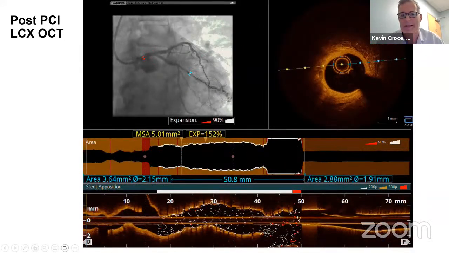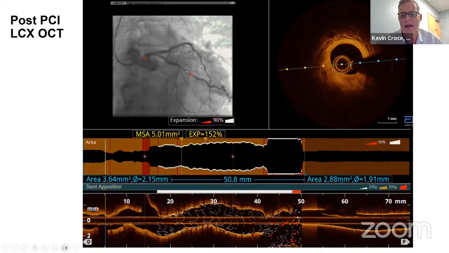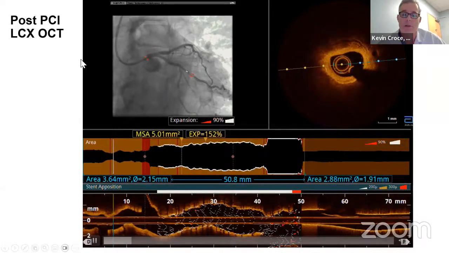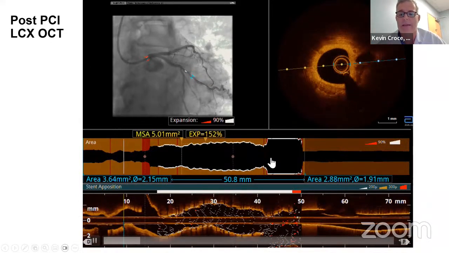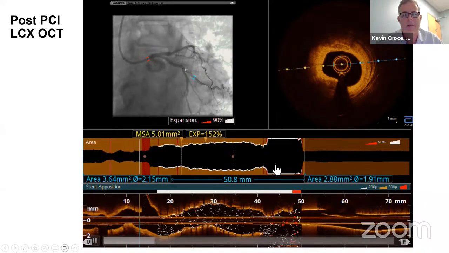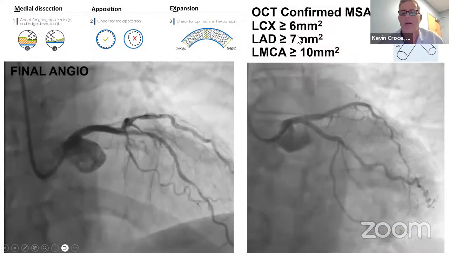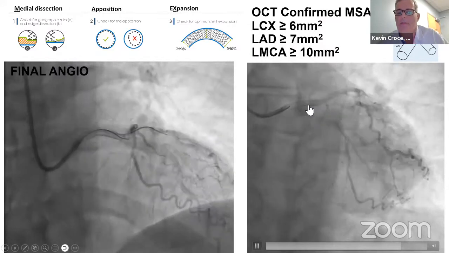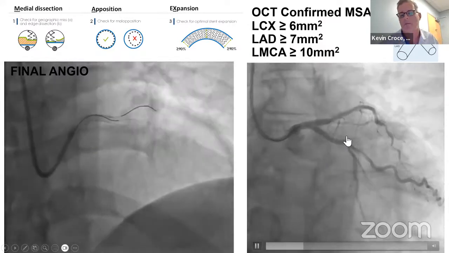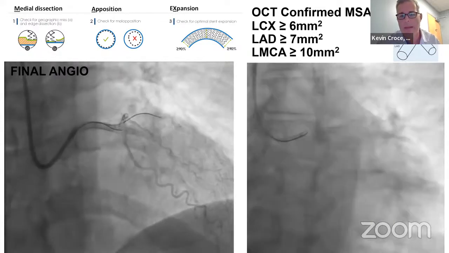And, again, this is a little bit tough, especially in the LAD, because getting multi-layer stuff now to expand well is hard. This is the OCT result in the circumflex. You can see it tapers quite nicely, and the ostium looks pretty good. And so by way of summary, using this, we were able to make the criteria of 6, 7, 10. This is the final result, and I was pleased in terms of being able to get these expanded to a place where I'm hoping to keep him free from MACE.